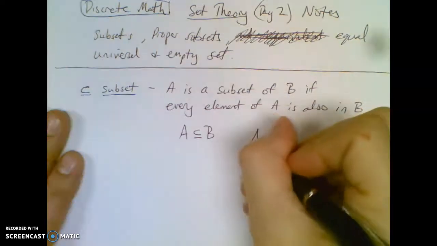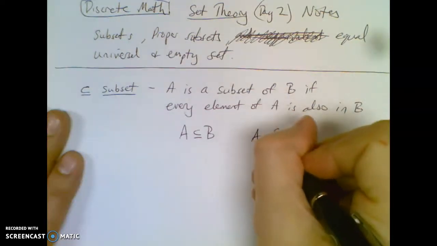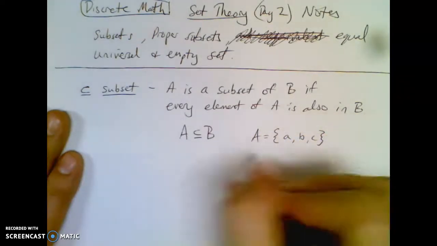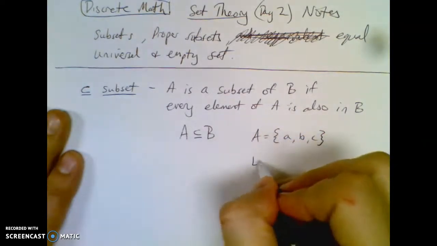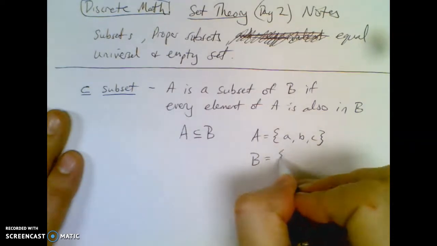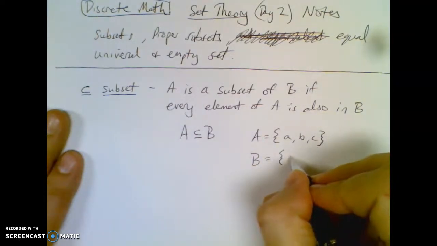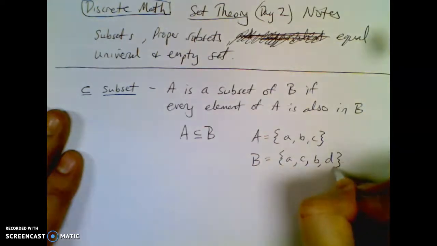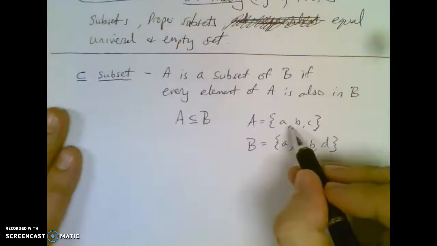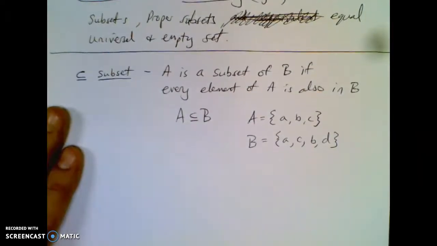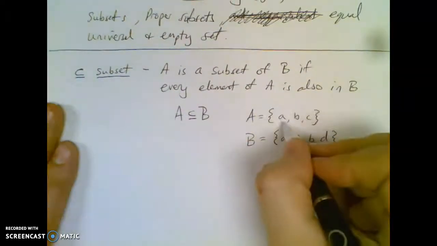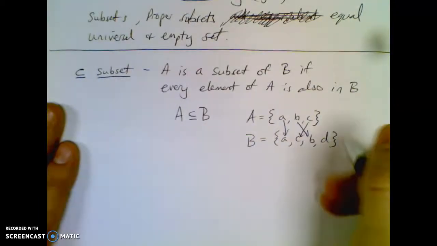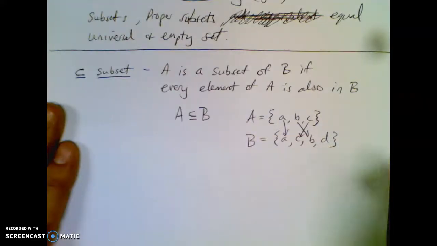And for instance, if A was A, B, C, D and B was A, C, B, D, then A would in fact be a subset of B. Remember, they don't have to be in the same order. So if every element of here can be traced to an element there, then you can say A is a subset of B.